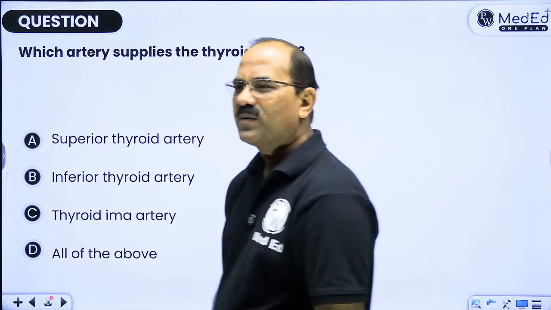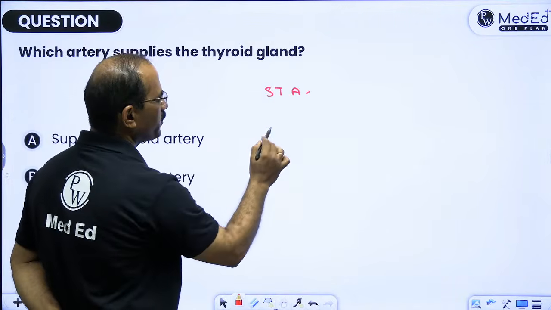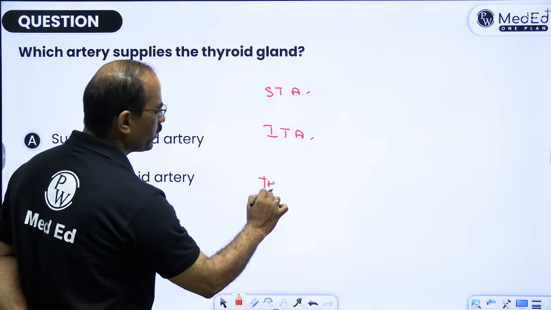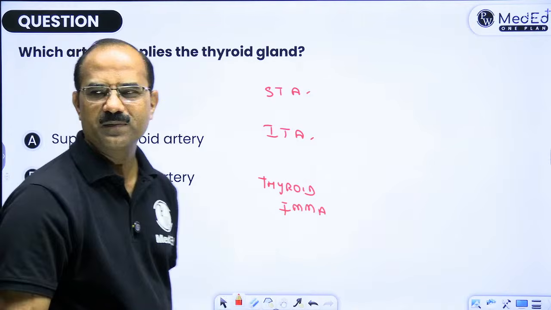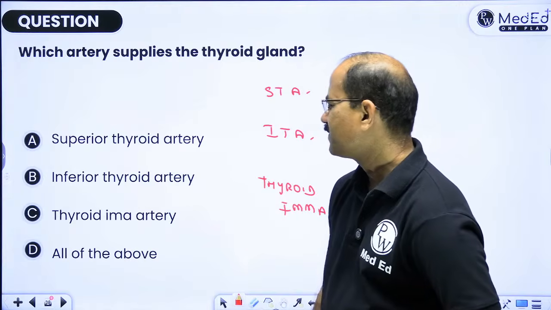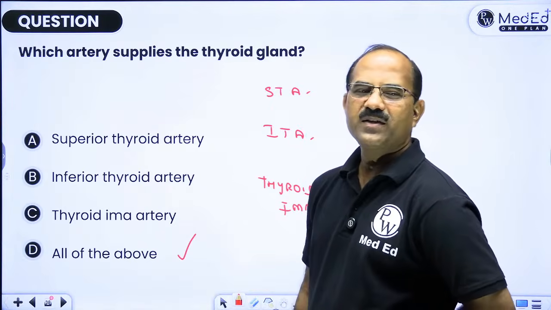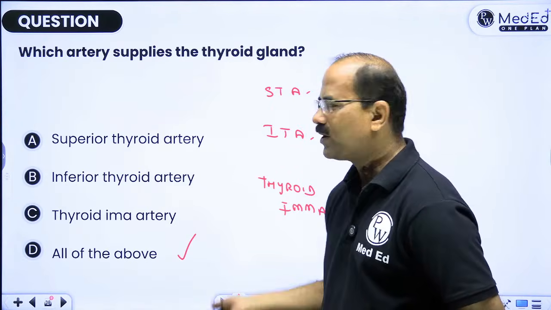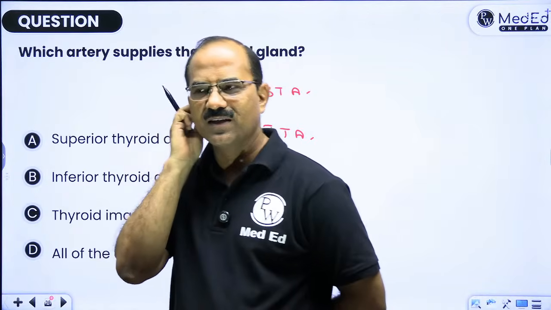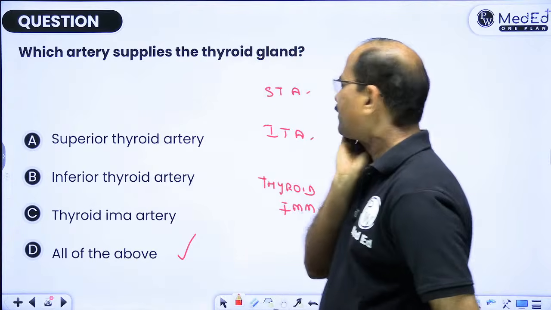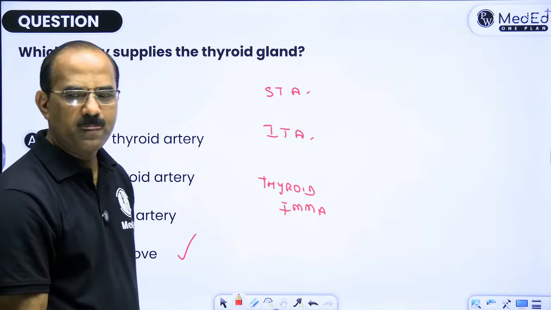Anyone? So there are three arteries which supply the thyroid gland. एक है अपना superior thyroid artery, एक है अपना inferior thyroid artery, and एक है अपना thyroid imma artery. So what is the answer for this? All of the above. Superior thyroid, inferior thyroid, thyroid imma. है ना बच्चे? Easy है. Answer is D. हाँ, D. Now you tell me. चलो. हाँ, very good.